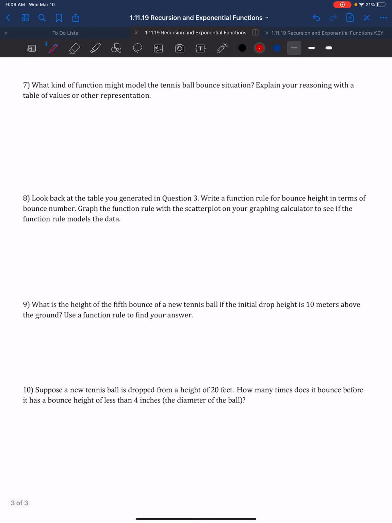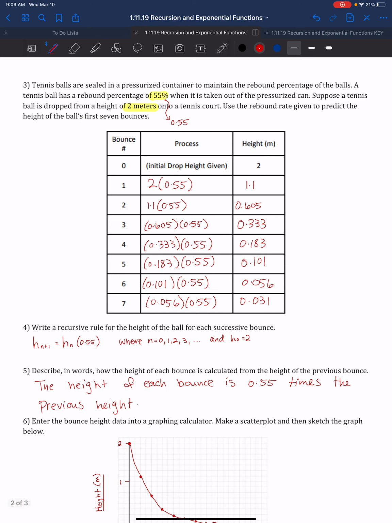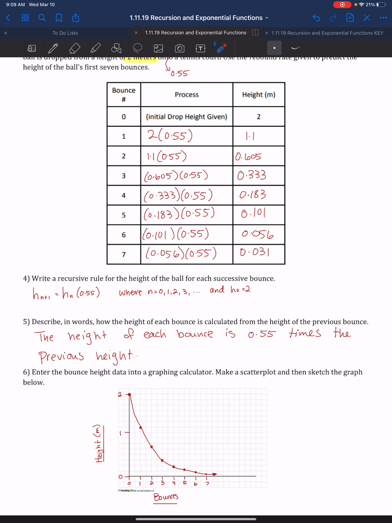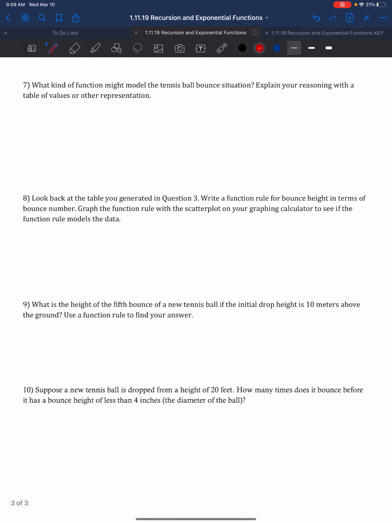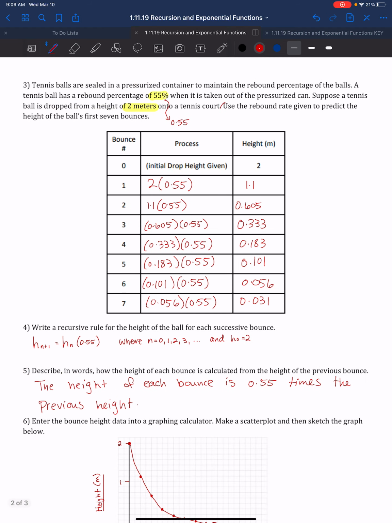And now number 7 says, what kind of function might model the tennis ball bounce situation? Explain your reasoning with a table of values or other representation. So we know that these graphs are non-linear, right? This is not a straight line. So the other type of function that we could be looking at is an exponential one. So I'm going to say exponential. And instead of being a common change in terms of a constant, it's changing by a common ratio. In this case, in the tennis ball example, it was changing by a ratio of 55%.